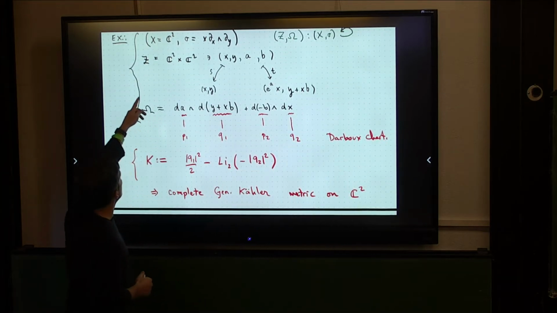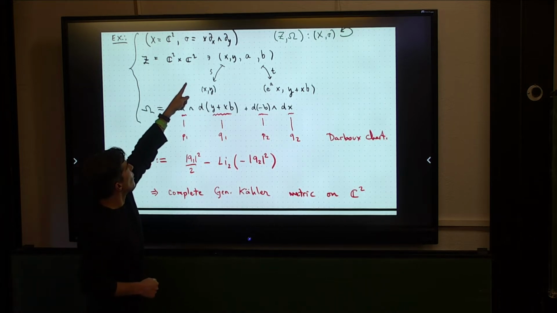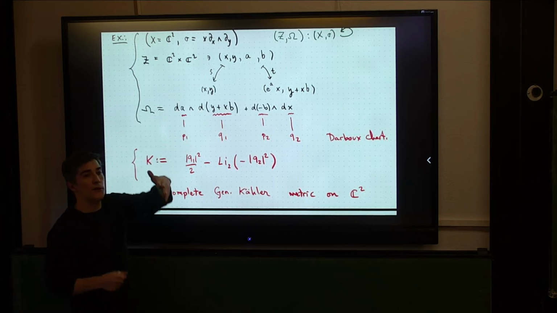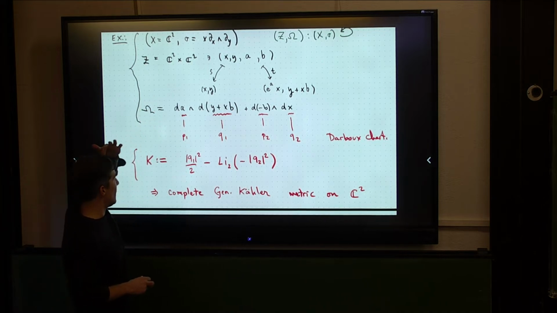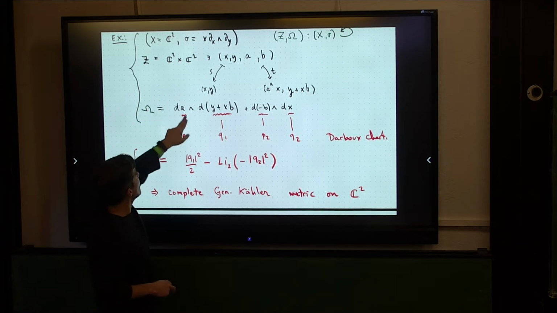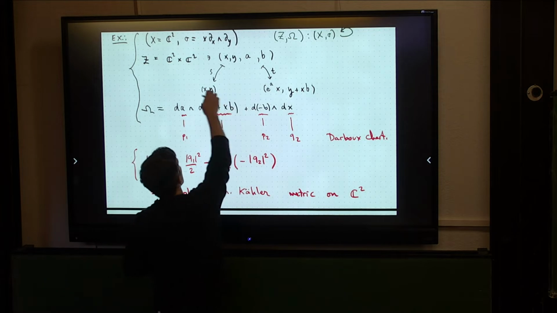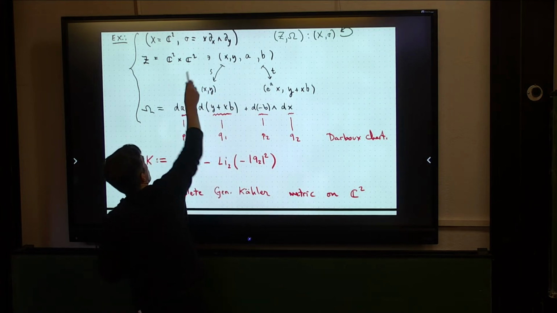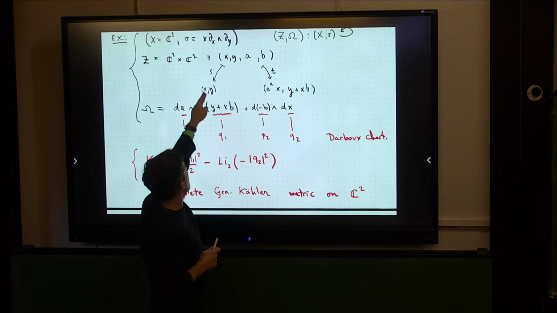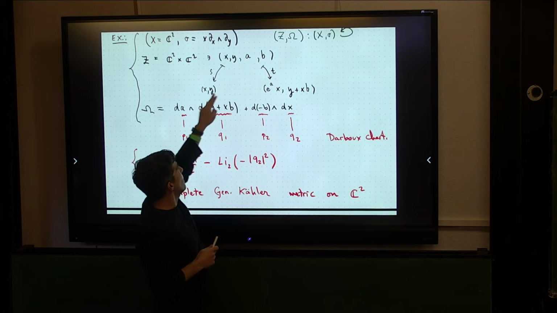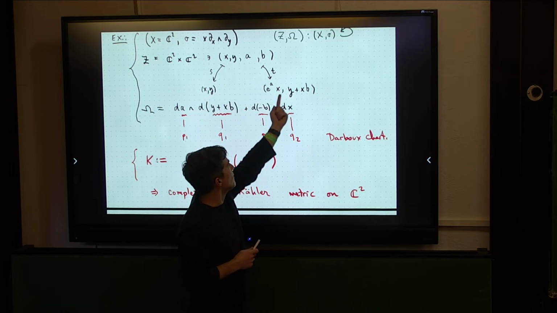Another example. This one is a different Poisson structure. It's x del x wedge del y, so it doesn't degenerate on y equals 0. It turns out that you can define, again, the Z space is C2 cross C2. We have these additional variables a and b. Now the source is just the projection, but the target is different. We rescale x and we translate y.